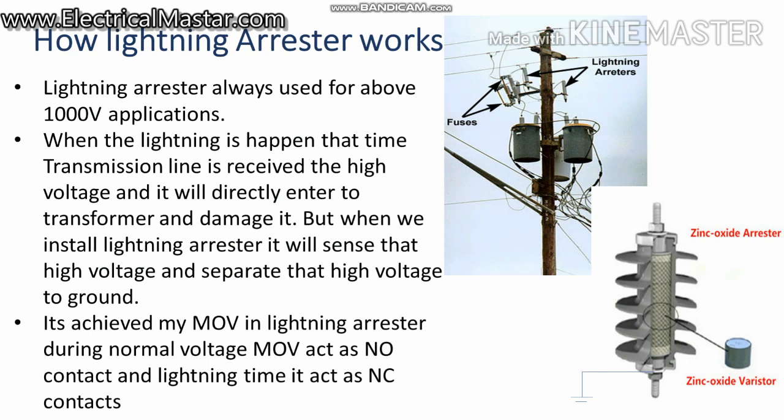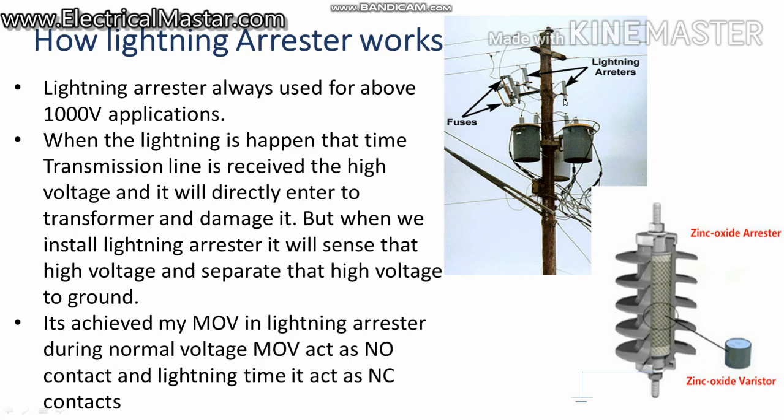Now we will see how the lightning arrestor works. We understand the purpose; here we will see how it works. For example, you can see here this is the high transmission line carrying high voltage like 11 kV or 33 kV. This 33 kV is connected to the transformer, and it is distributed at the low voltage level. Suppose this transmission line does not have a lightning arrestor.